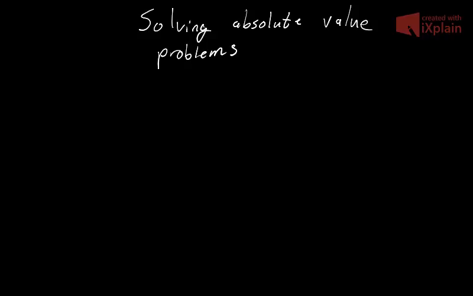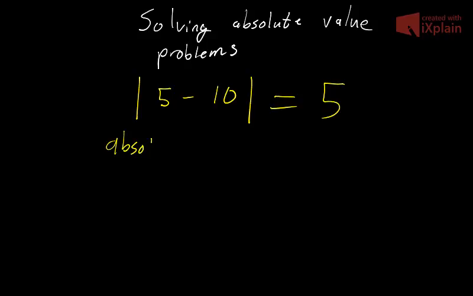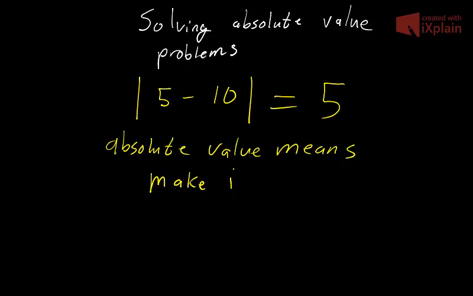So we've looked at absolute values a little bit before. I'm hoping you recognize them, but we really haven't worked with them that much. An absolute value is when you have something like this bracket here. If I do the absolute value of, say, 5 minus 10, this would end up equaling 5. So all the absolute value means is that we're going to make the inside positive.